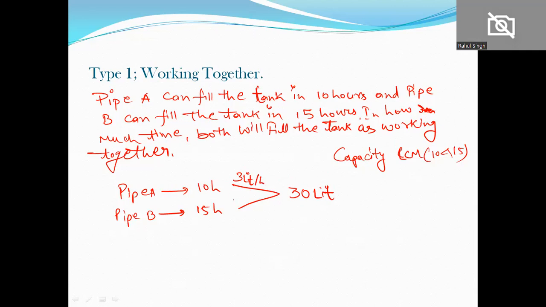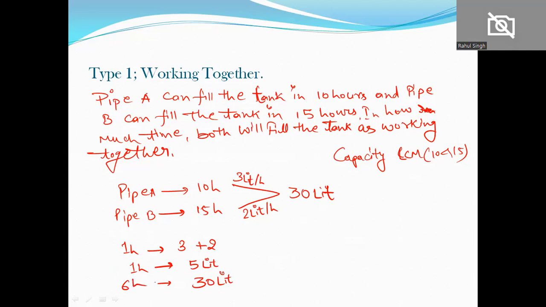and pipe B can fill the 30-liter tank in 15 hours. So pipe B is filling 2 liters of water in every hour. So in 1 hour, pipe A is filling 3 liters and pipe B is filling 2 liters. Both working together are filling 5 liters in 1 hour. So to fill 30 liters they will take 6 hours. So this is how we have to solve this question.